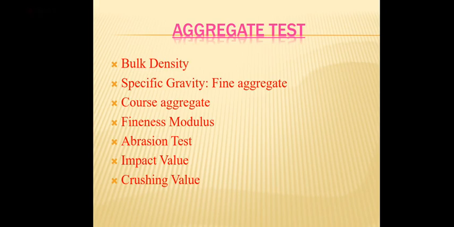Means when two aggregates are coming in contact, then there will be some rubbing in the outer surface. If it will rub, while rubbing there will be cracks, there will be breakage, wear and tear. If it is more than a limit, that quality of aggregate is not good. Abrasion test is done by Los Angeles method.